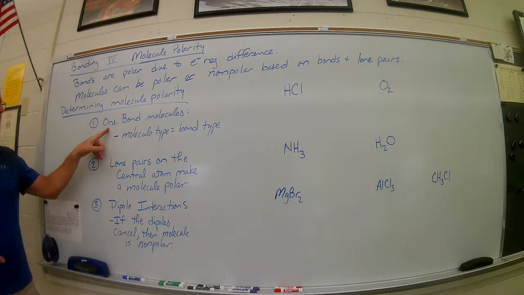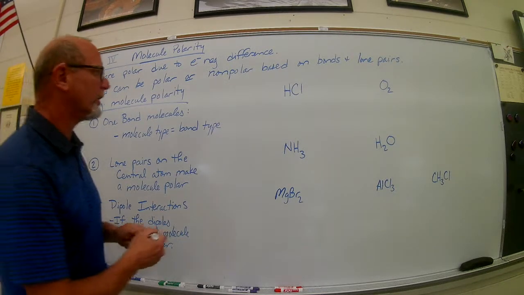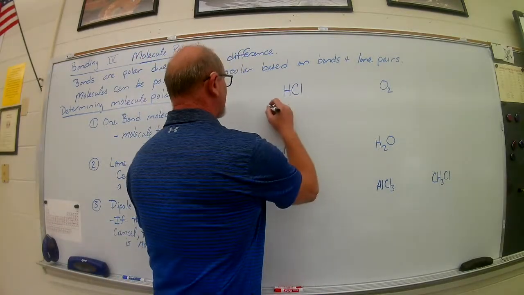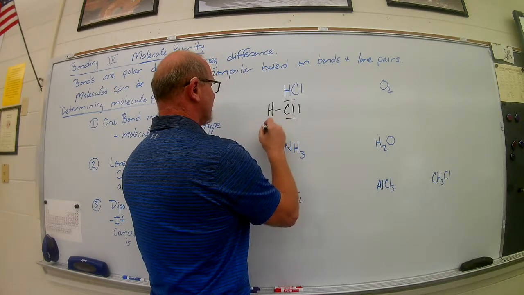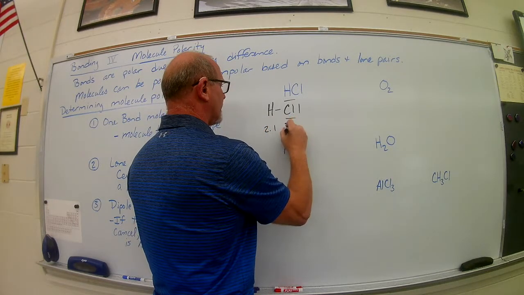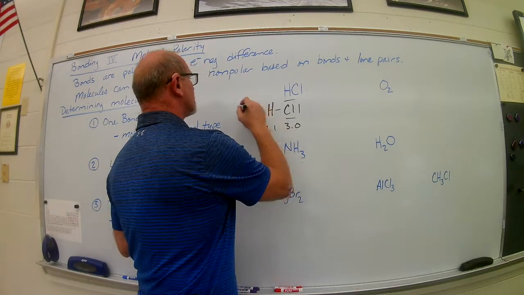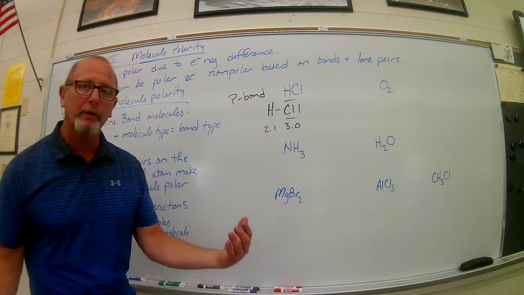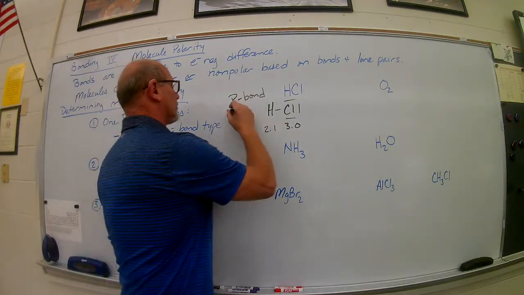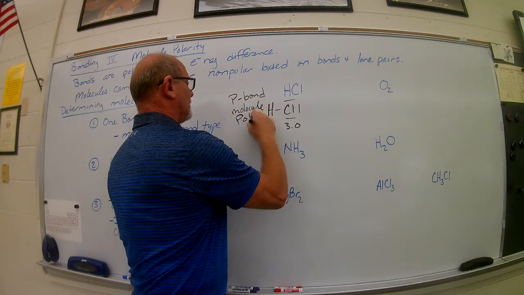If there's one bond in a molecule, then that bond type is going to equal the molecule type. Let me show you here with HCl. I have H going to Cl. This has electronegativities of 2.1 and 3.0. The bond is polar, so you've got a polar bond. And in this case, because there's only one bond, the molecule is polar as well.